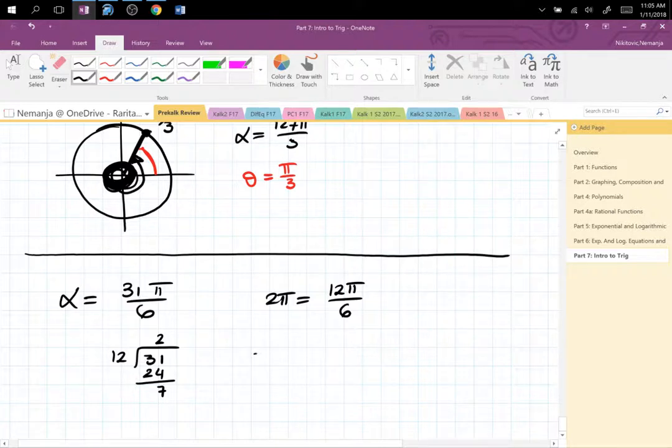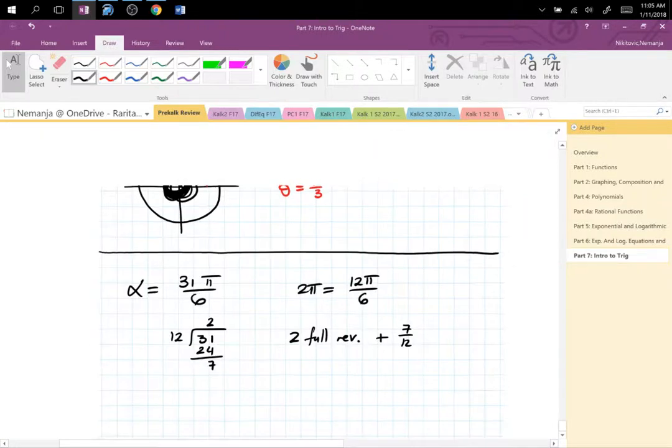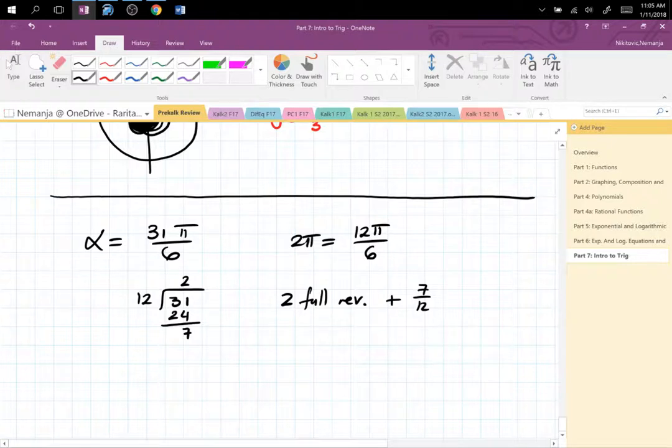So we have 7 over 12. That's what I said. Please pay attention. It's clearly 2. Look, it's 2. So it's 2 full revolutions with 7/12 of 2 pi remaining. So that's 7/12 of 2 pi. The 2 and 12 cancel, so you have 7 pi over 6.